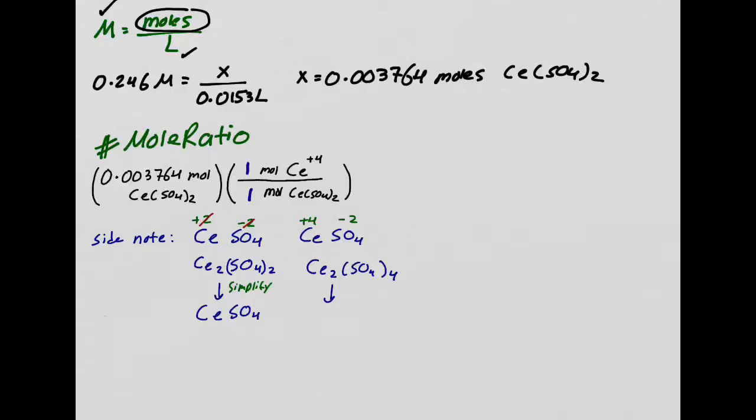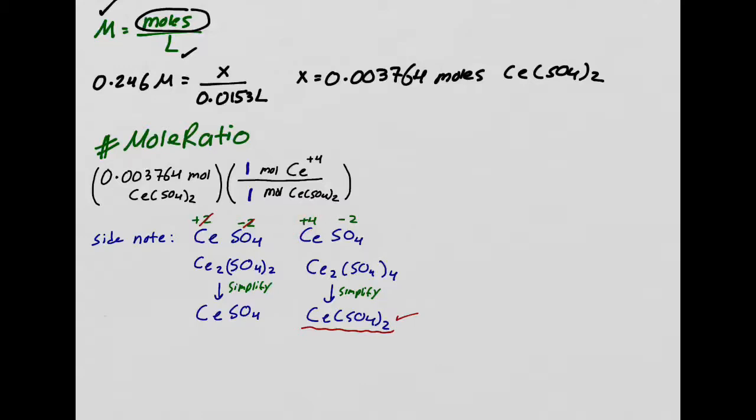Now, what can I simplify this to? I can simplify this by dividing by 2. If I divide this by 2, I get Ce(SO4)2. This is the one that I have, because I have Ce(SO4)2. So it's actually cerium plus 4 that I have and not cerium plus 2. You guys follow that? Okay, so the key is to remember when you have an ionic compound, you cross multiply the charges, but after that you have to simplify if you can. So the final product is actually cerium plus 4, not cerium plus 2.